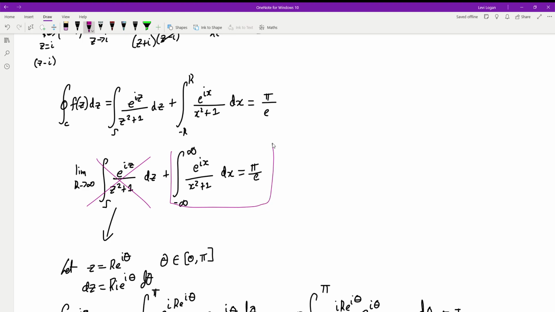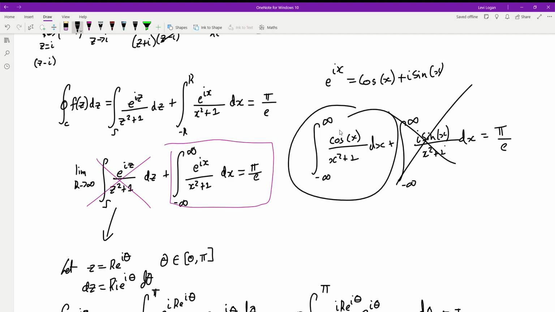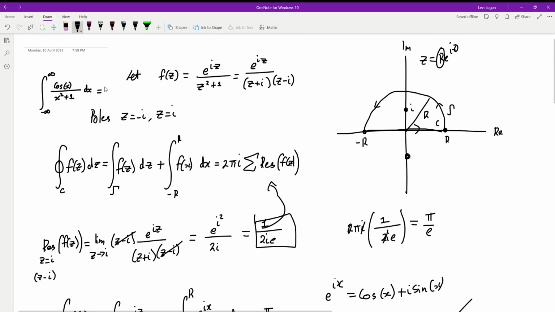Alright, so we're left with this now. Now we want the integral of cos x over x squared plus 1, don't we? Now recall Euler's formula: e to the ix is equal to cos x plus i sin x. So we can break this integral up into its two parts. So we'll have the integral from negative infinity to infinity of cos x over x squared plus 1 dx, plus the integral from negative infinity to infinity of i sin x over x squared plus 1 dx, is equal to pi over e. Now you notice this answer here is strictly real, and this integral here has imaginary parts, so this integral is zero, therefore this integral here is equal to pi over e. So we'll just write it now at the top to make it all fancy. This whole integral evaluates to pi over e.